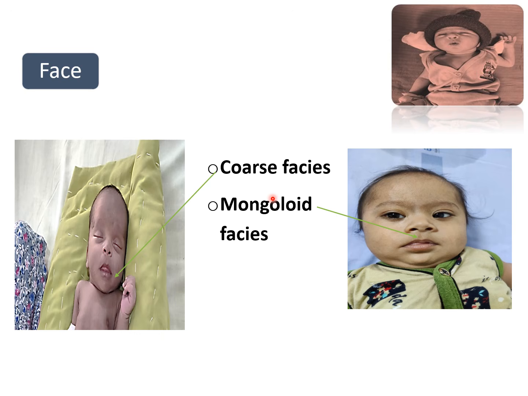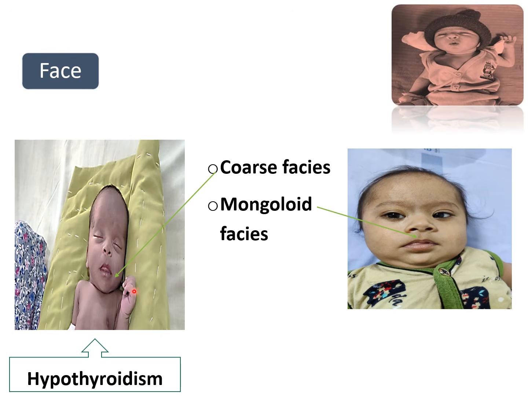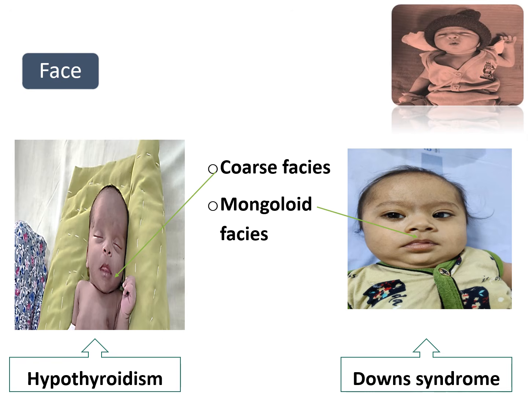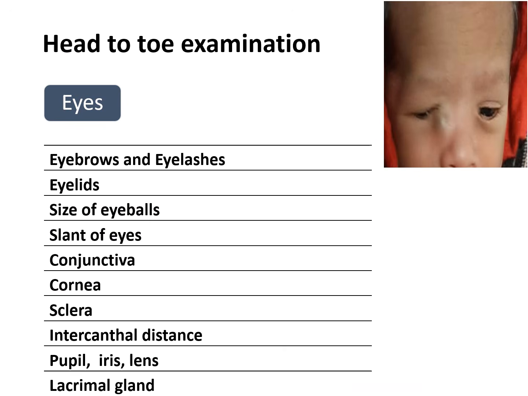Then see if any characteristic faces are present or baby is having normal facial features. So here in this image you can see baby is having coarse facial features because of hypothyroidism. Protruded tongue, macroglossia, wide open mouth and coarse facial features are there. Here in this image you can see baby is having moon-like facies, mongoloid facies seen in Down syndrome.